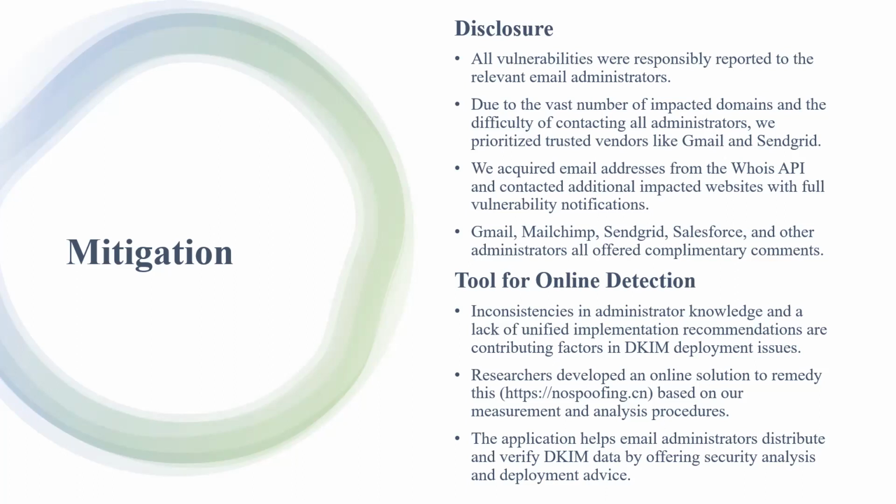Inconsistencies in administrative knowledge and a lack of unified implementation record recommendations are contributing factors in its domain deployment issue. Researchers developed an online solution to remedy this, that is nospoofing.cn, based on our measurements and analysis procedures. This application helps email administrators distribute and verify their data by offering security analysis and deployment advice.